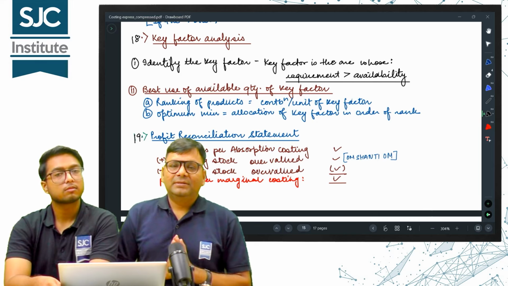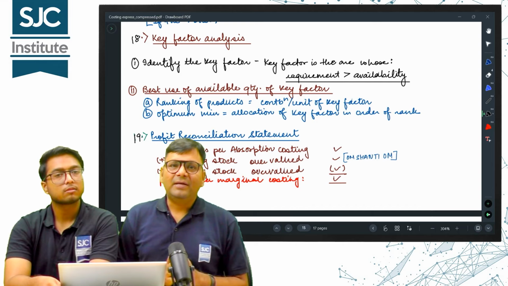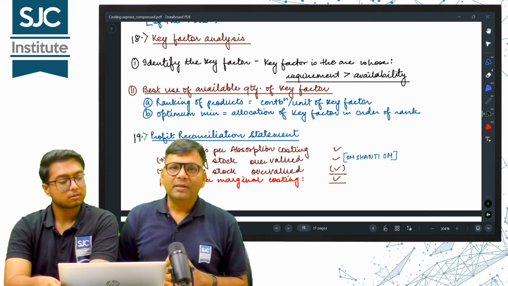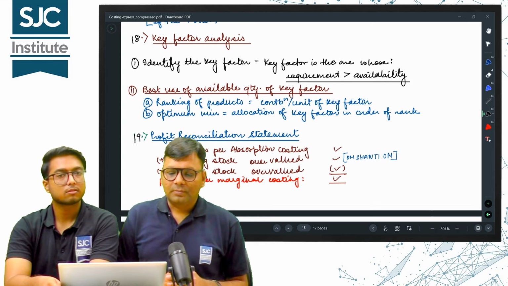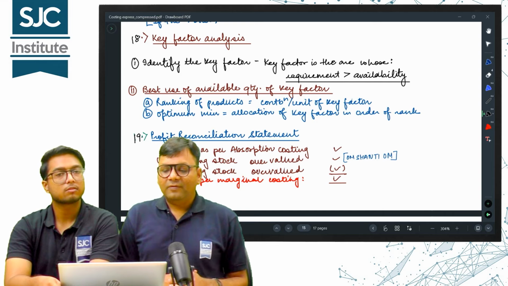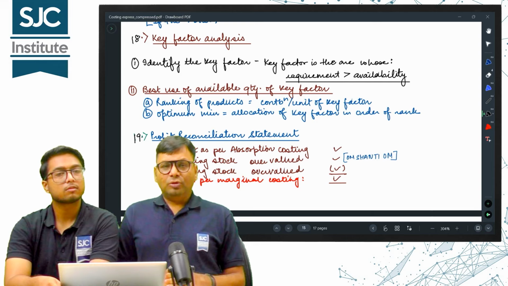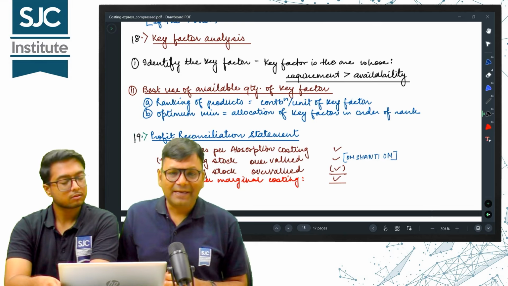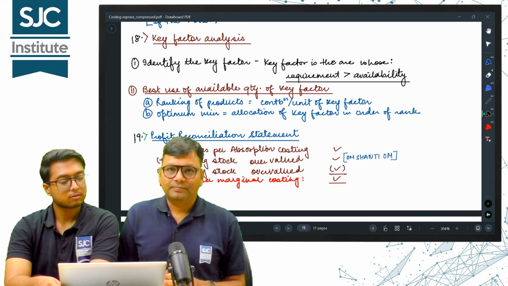Key factor, what is it? It is that factor of production whose requirement is more than availability. It may be labor hours, machine hours, material quantity. Sometimes it can be labor cost in rupees or material cost in rupees also. What is the best use of available quantity of key factor? In order to do this, make sure that in every sum you are first identifying truly what the key factor is. Don't get misguided with just labor hour as a permanent key factor.